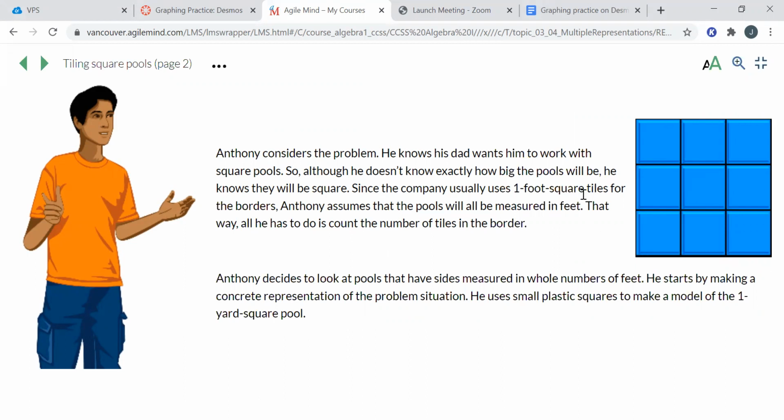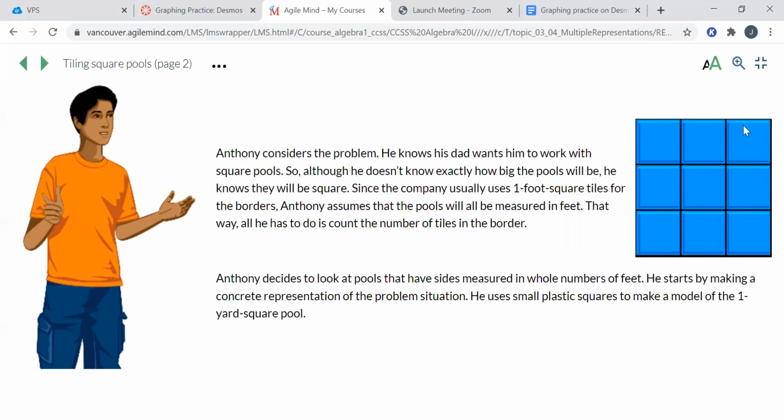He decides he's going to use 1-foot square tiles for the borders. Since they use those, he assumes that all the pools will also be measured in whole feet: 1, 2, 3 feet along each side, for example. Not 2.5 feet, not 3.25 feet, no, 3 feet. And so he's decided he's going to limit what we call our domain, because the size of the pool, that's our independent variable, affects how many tiles go around it. So this is our independent variable.